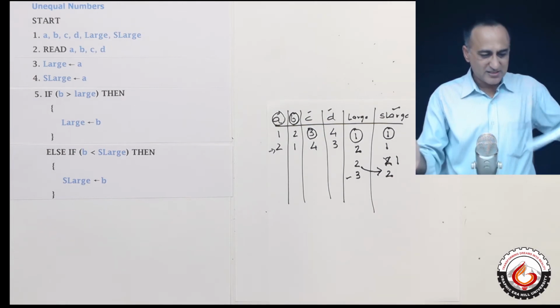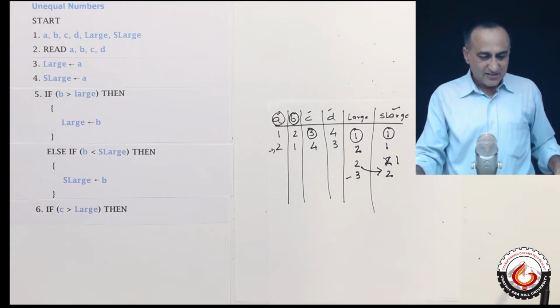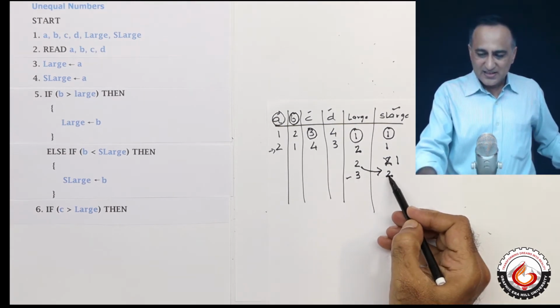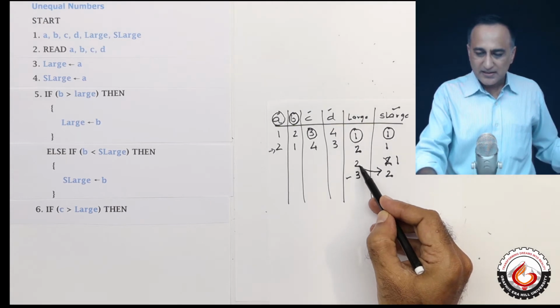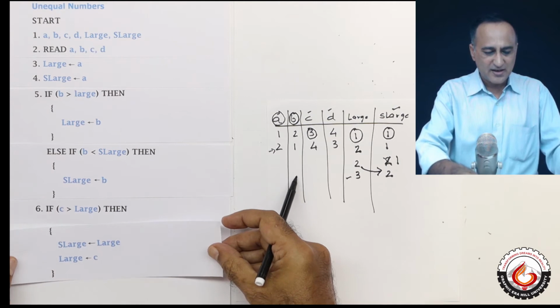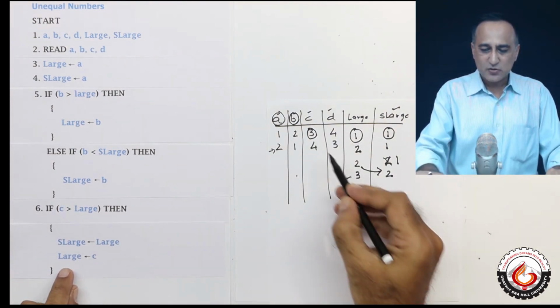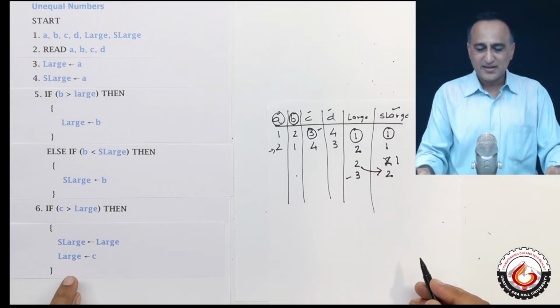So my first question is like this. If C is greater than large, then the value of second large is going to take the value of large. That means the value of large will be copied into second large, and the value of large will be replaced with C. So this takes care of a condition like this.